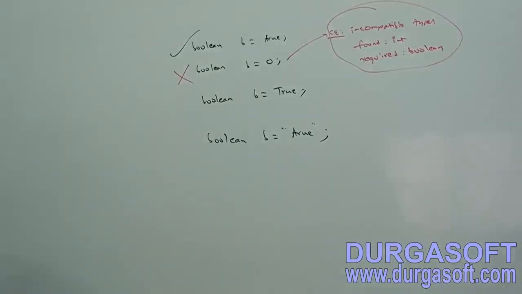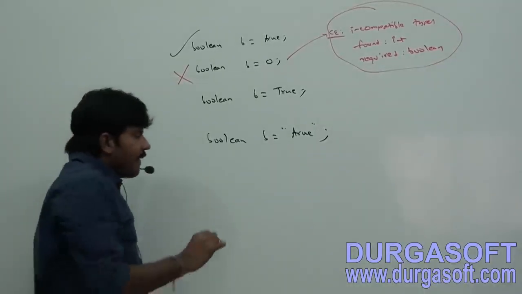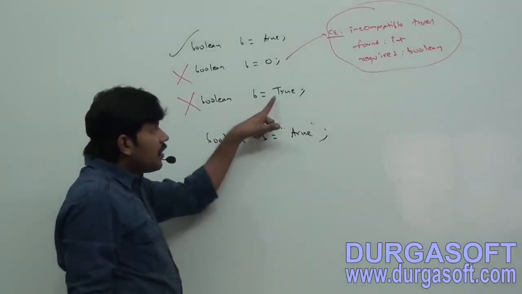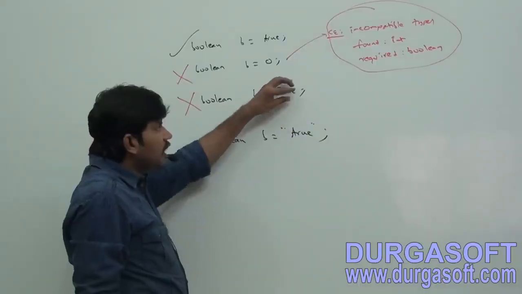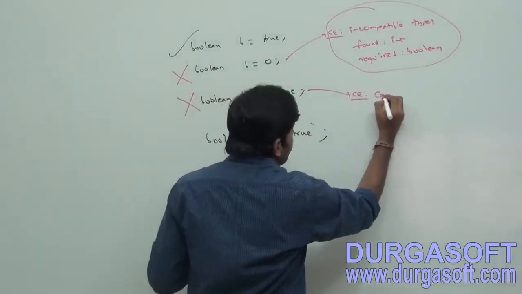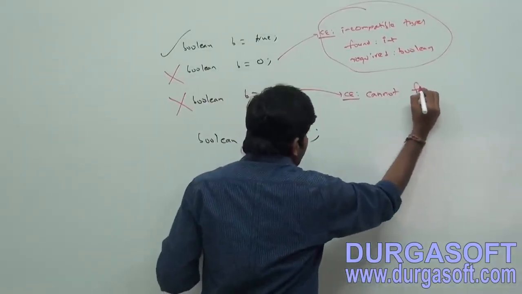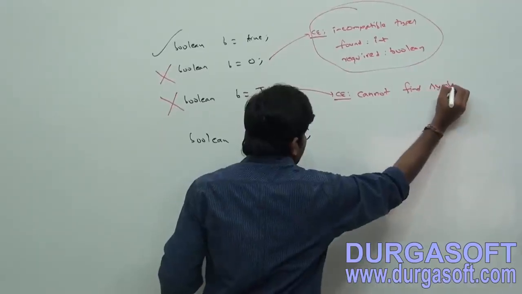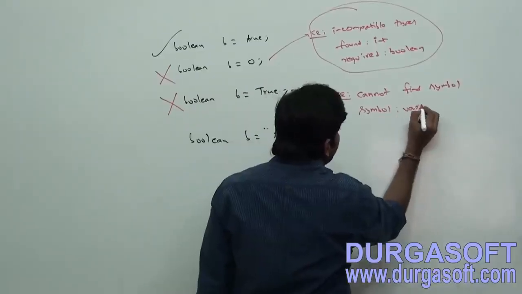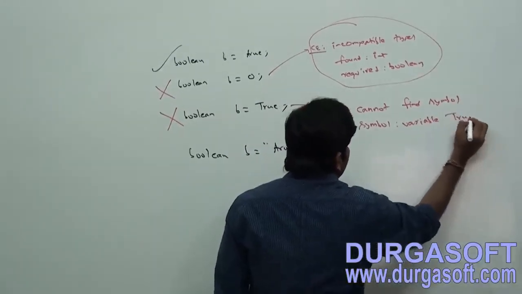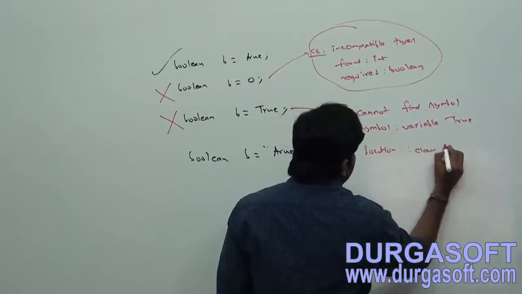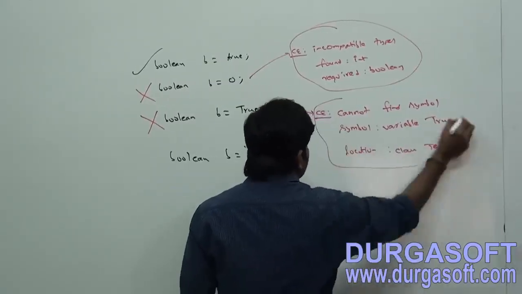Next, Boolean b is equal to True with a capital T. Valid or invalid? Invalid, because it is not a valid value for any type. That's why we get a compile time error: cannot find symbol. Which symbol? The variable True. Cannot find symbol, variable True, in location class Test.